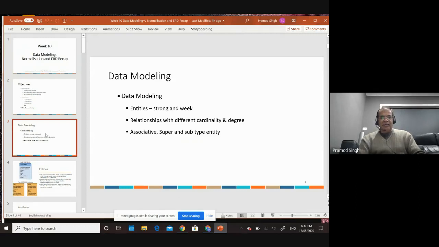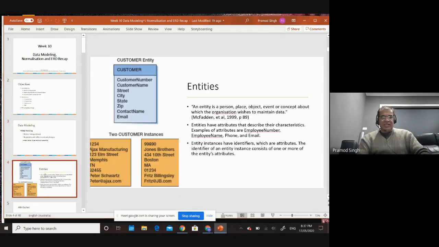Let's start with the data modeling concept. In data modeling, there are three main areas which will be discussed in this lecture. One is entities, the second is the relationship among entities, and the third is some different types of entities: associative, super, and subtype entities. So let's start with entities.